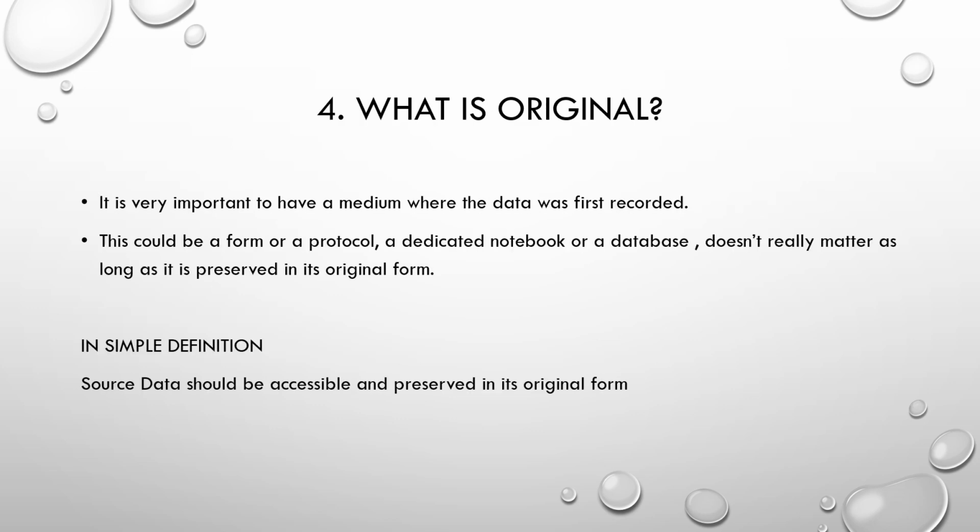So what is meant by original? It is very important to have a medium where the data was first generated. Let us take an example. In a chromatography system, I am going to take some sample, prepare the method, create the batch, and perform the analysis. After acquisition, I get the sample results which I am able to view. That is an original record, where the data was first recorded.